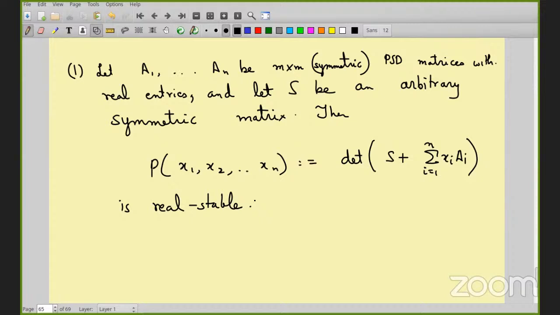Okay. So is this statement clear? If A1 to An are m cross m symmetric PSD matrices with real entries, and S is an arbitrary symmetric matrix, then this P(x1, ..., xn), the determinant of S plus the summation of xi Ai, is real stable.